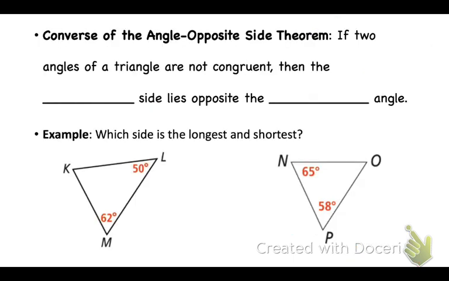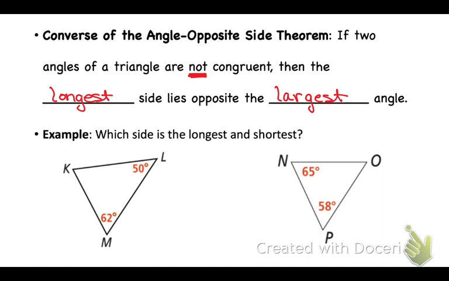Okay, so we have the converse. Remember, converse means backwards, right? So it says if two angles of a triangle are not congruent, again, we're at that not congruent, then the longest side lies opposite the largest angle. Same thing we just said, and actually I kept saying this rather than the other way around, right? But it's the same exact thing. The longest side is across from the largest angle. The largest angle is across from the longest side. That's how it works.